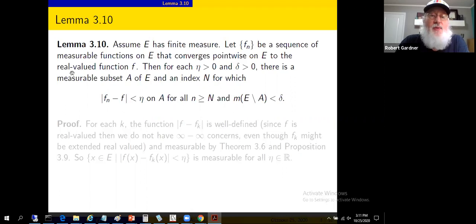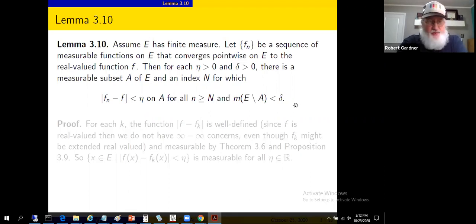They say real valued means they're not allowing this limit function f to take on the value infinity, to take on extended real numbers versus just regular real numbers. The claim is for each eta greater than 0 and for each delta greater than 0, there's a measurable set, capital A, subset of set E, and an index capital N for which f sub n minus f in absolute value is less than eta on set A for all n greater than or equal to capital N, and the measure of E set minus A is less than delta.